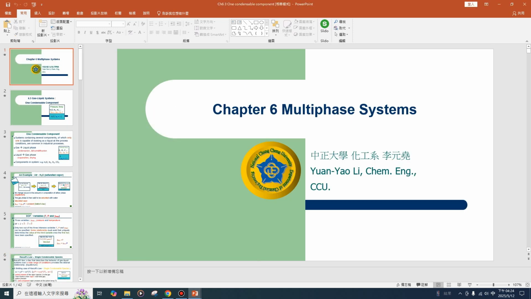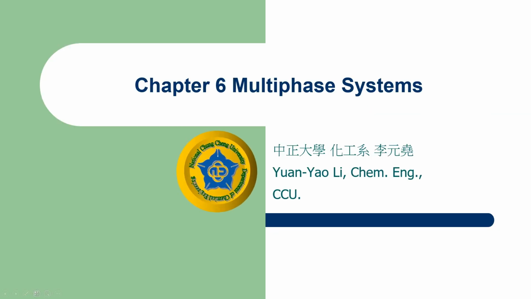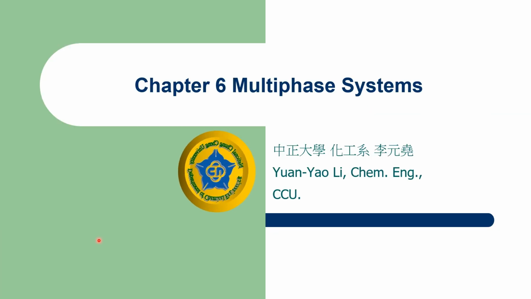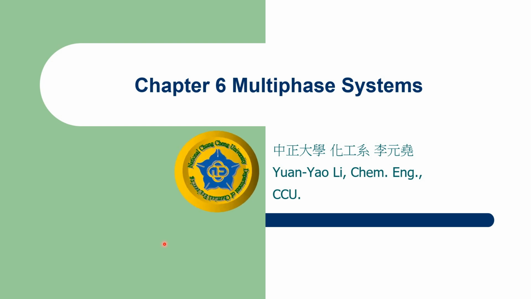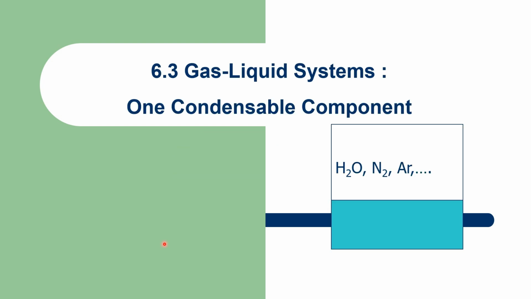So today we are going to move to a more exciting topic. This is interesting. In section 6.3, a gas-liquid system has only one condensable component. This system is getting complicated. I want you to use your imagination to work with me on this topic.